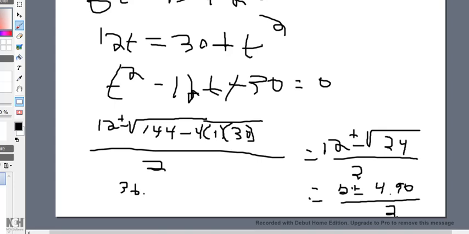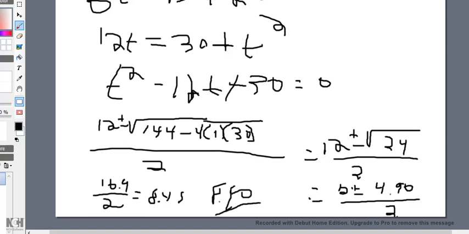So my 2 answers should be 12 plus or minus 4.9. Let's undo that. 16.9 divided by 2, which is what? Half of 16 is 8, half of 9 is 4.5, or let's do 12 minus 4.9, which we already know. Undo it, because I'm running out of space. It's going to be what? 8.9 divided by 2, which is horrible, 4.45.